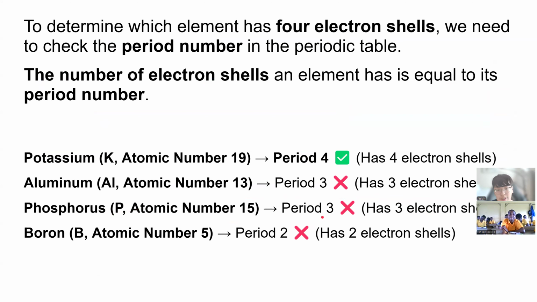Phosphorus was also in the same period. It has 3 electron shells. And boron is actually above. It's in the 2nd row. Therefore, it has period 2 and has 2 electron shells. That is how we can figure out the number of electron shells of an atom.